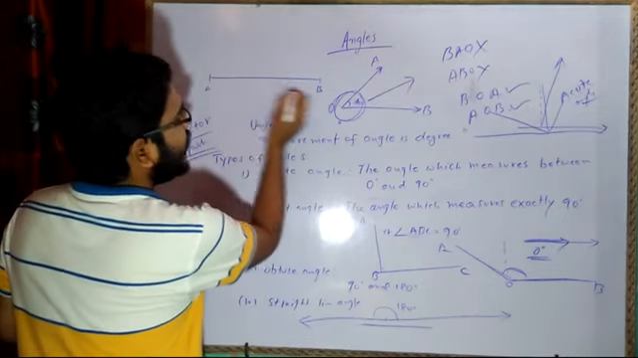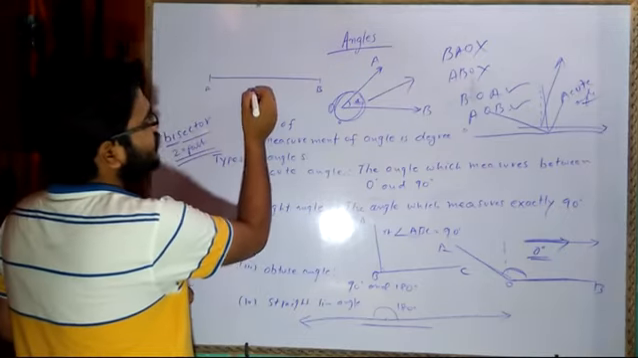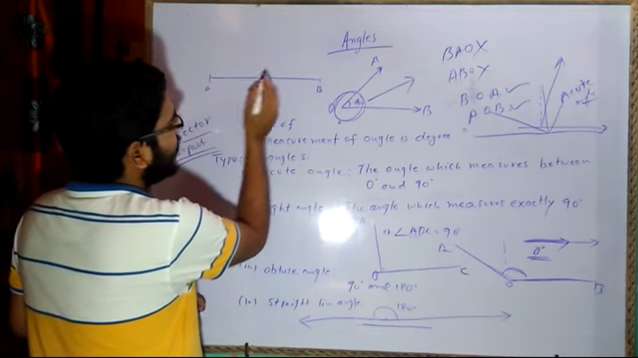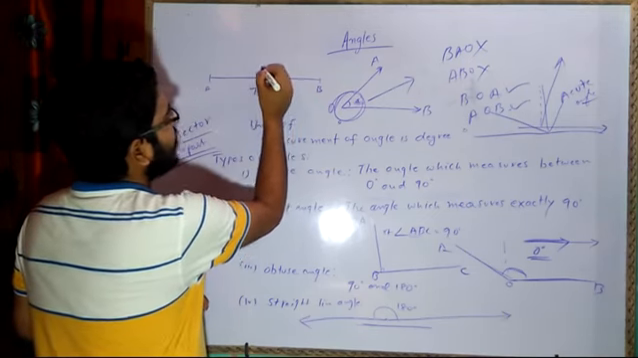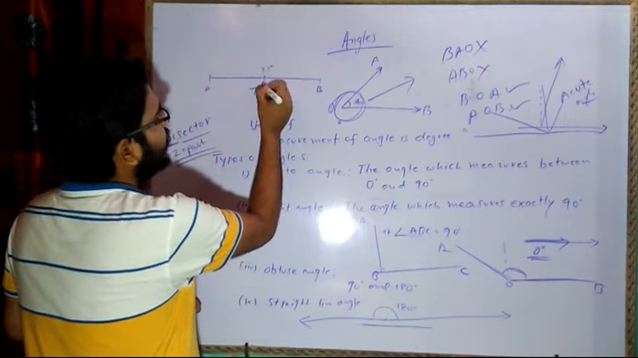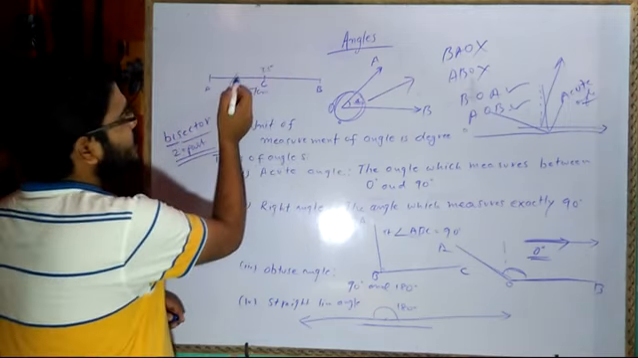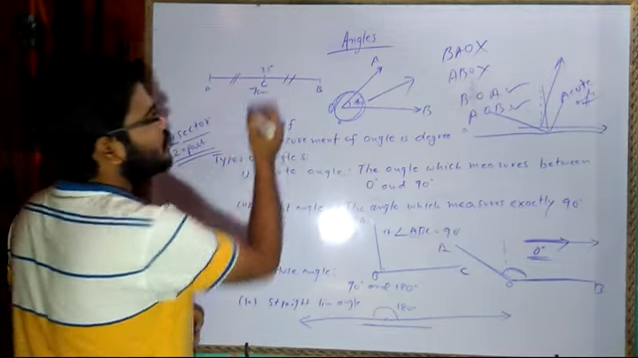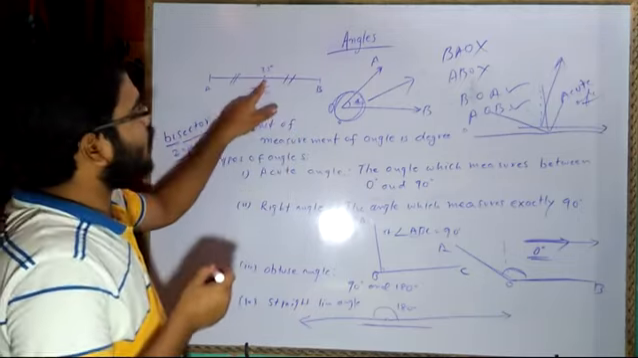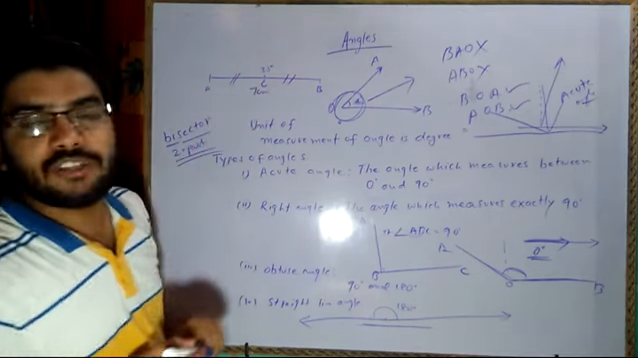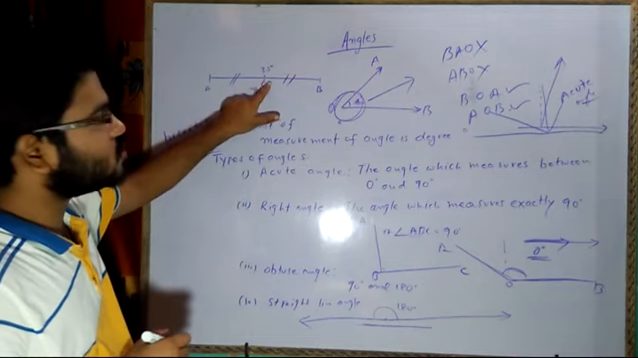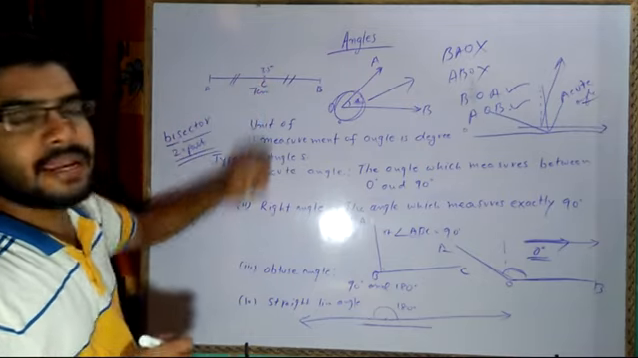If I have a line, say for example 7 centimeter AB, and if I measure this line and mark it exactly as 3.5 and name this as C, then this AC will be equal to CB and this point C will be called the bisecting point. The point C divides the line into two equal parts. So this is called the bisector. This C is called the bisecting point for the line AB.